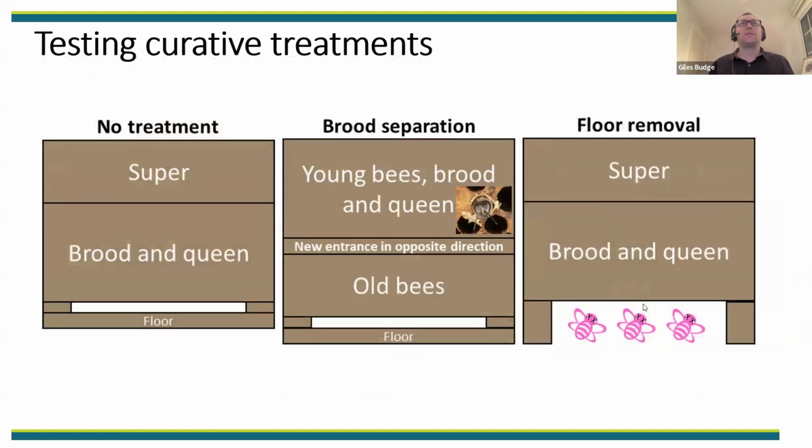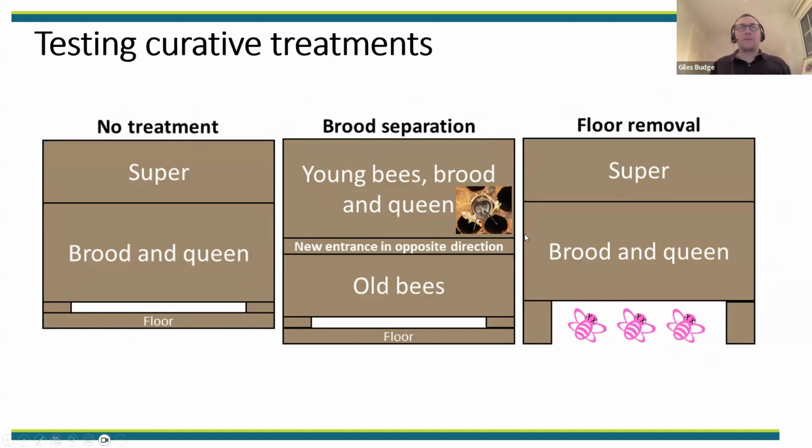So the last result I wanted to share with you was a small scale study that we ran. It's too small to say much, but it's a start, and it's something that I'd quite like to continue to look at. And that is if we compare no treatment, so we do nothing. These are colonies that all have chronic bee paralysis, with the brood separation method that I just mentioned, with this common advice that comes out, which is remove the floor so the dead bees drop out the bottom.